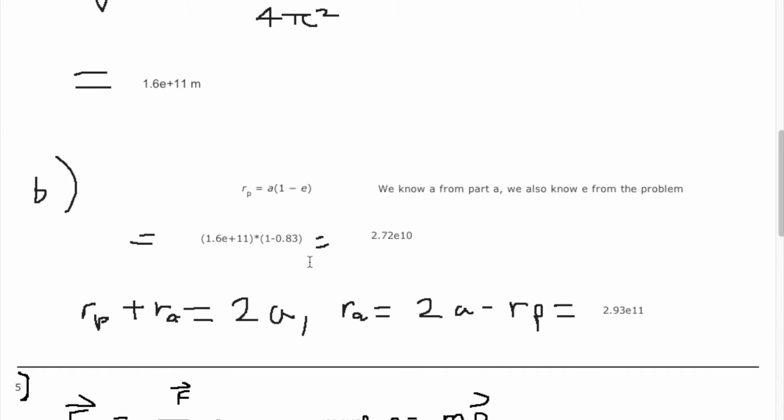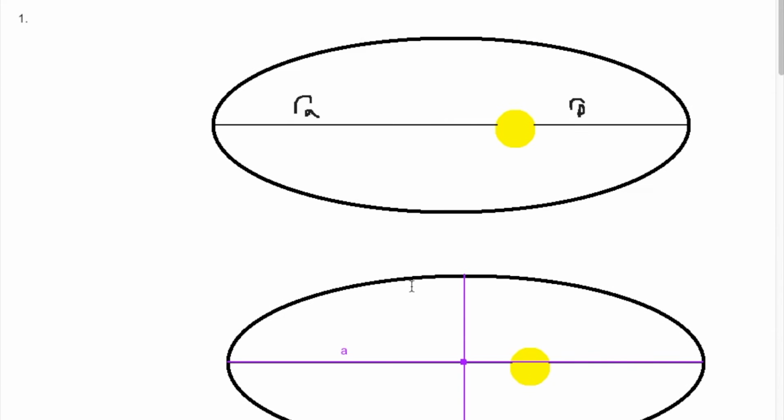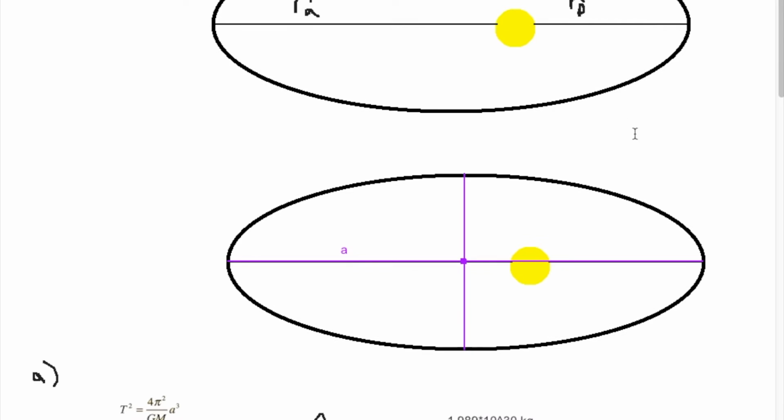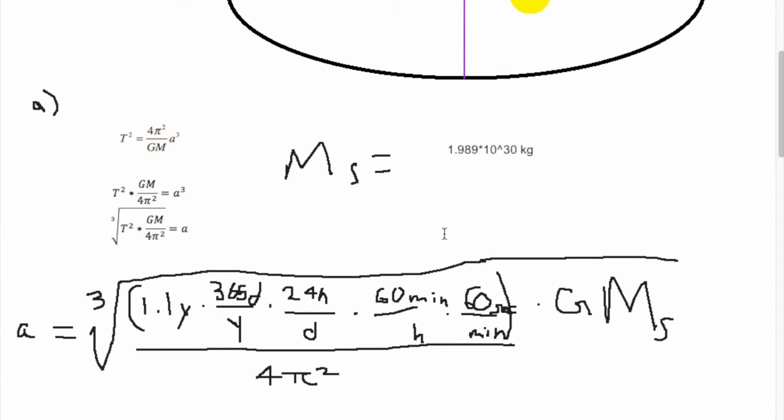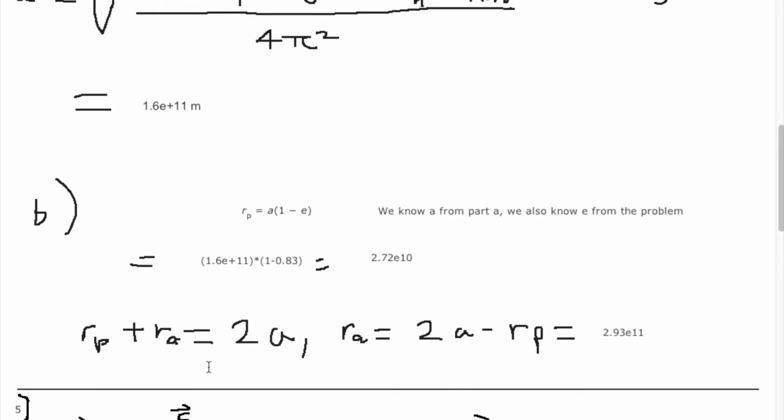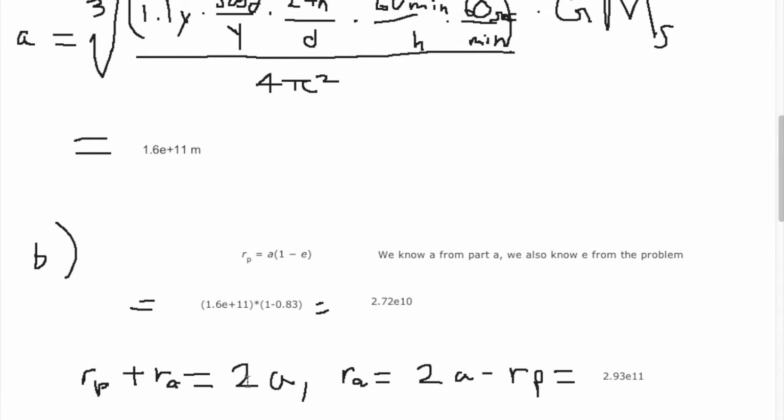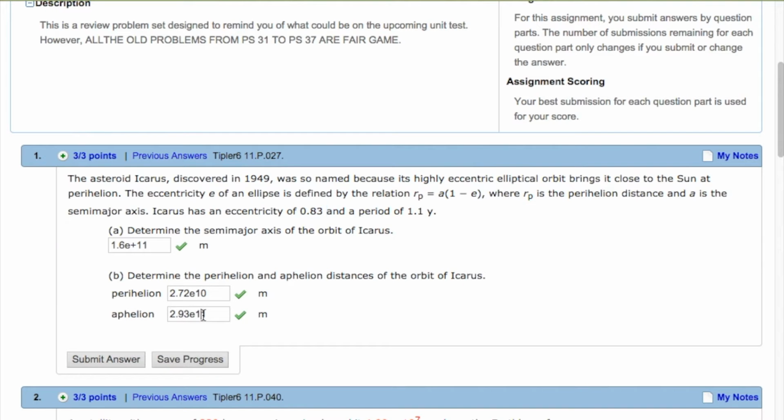Now, for the second part, the aphelion distance, as I said earlier, you can see RA plus RP, the radius aphelion plus the radius perihelion, should be equal to this entire major axis, which is equal to 2 times the semi-major axis. Therefore you have this formula right here: RP plus RA equals 2 times the semi-major axis A. You can solve for RA, and you know A, and you just solved for RP, so then you get this answer right here.